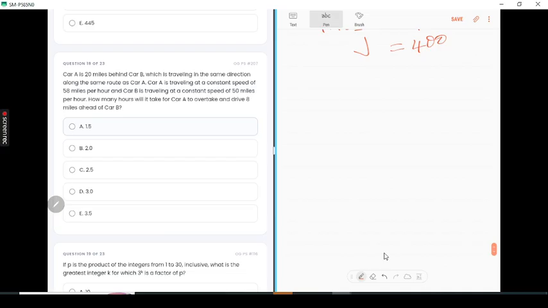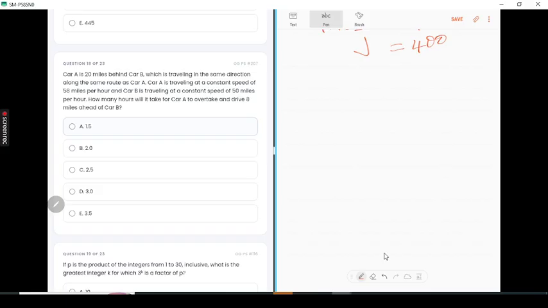Car A is 20 miles behind car B, which is traveling in the same direction along the same route as car A. Car A is traveling at a constant speed of 58 miles per hour, and car B is traveling at a constant speed of 50 miles per hour. How many hours will it take for car A to overtake and drive 8 miles ahead of car B?